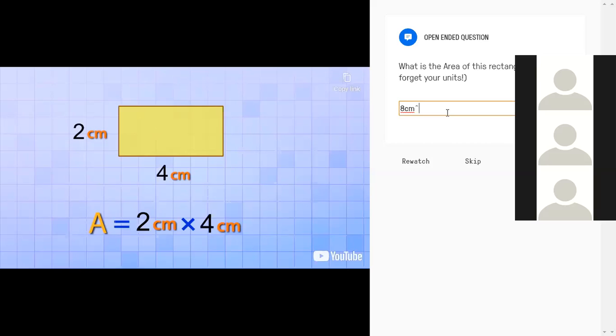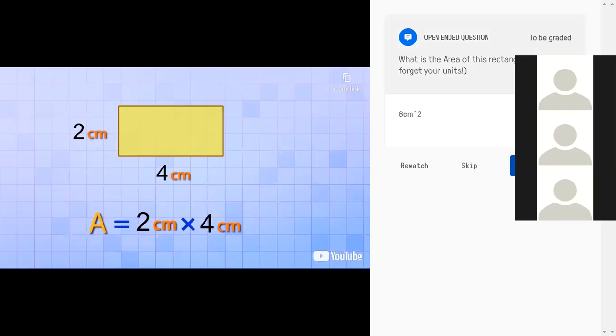I can't put a little square button, so I'm assuming if I do the up arrow and then a 2, it should work, but I guess we'll find out. Oh, it's open-ended, so that means I grade it. So guys, if you put 8 centimeters and then a 2, or 8 centimeters arrow into, I will mark it right. But if you just put 8 centimeters, then I'll mark it wrong because again, it's going to be squared. So watch, because that's what he's about to say.